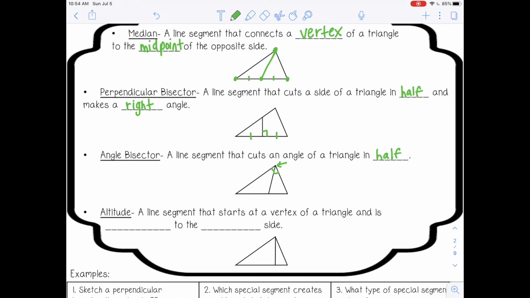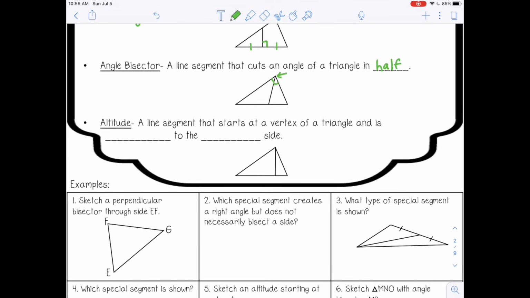All right, and then the last special segment that you will find in a triangle is called an altitude. That is a line segment that starts at a vertex of a triangle, and it is perpendicular, which means it creates a right angle to the opposite side. So it starts at a vertex and it is perpendicular to the opposite side. All right, so now I want you to pause the video and try the 6 examples below, and then I will go over them.